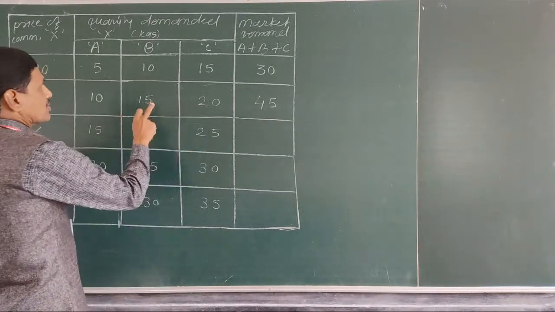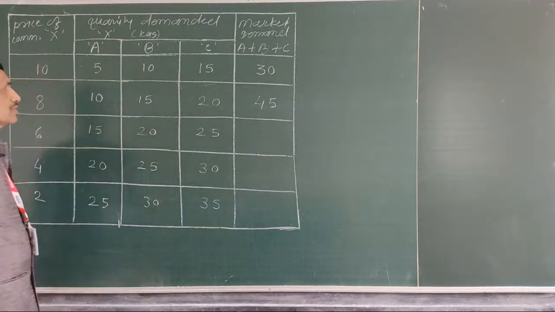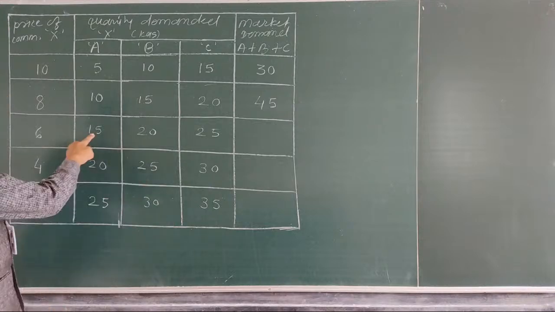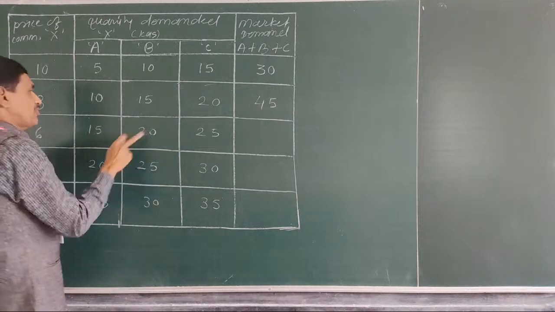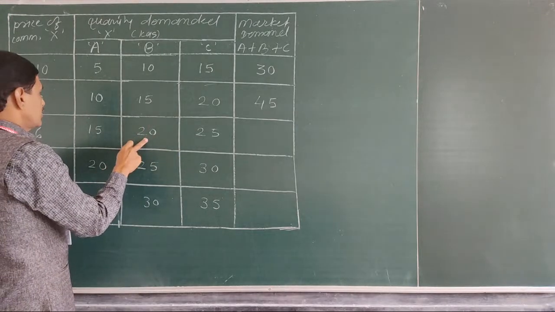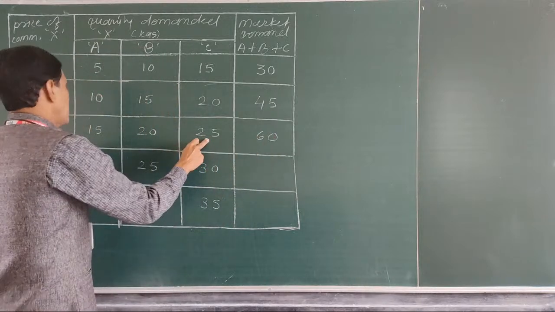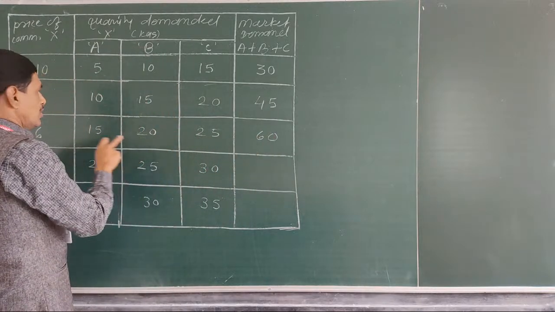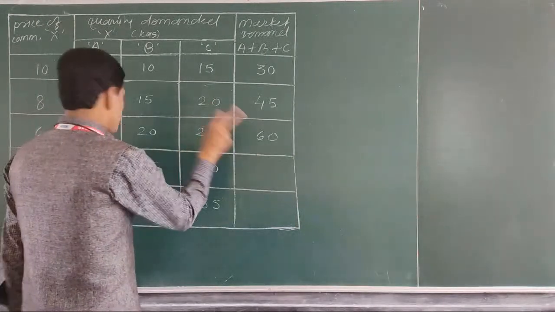20 plus 25, 35 and 45. Okay. Then horizontal solutions: 15 plus 20 plus 25, 60. Once again, 25 plus 20 plus 35, 40, 60.